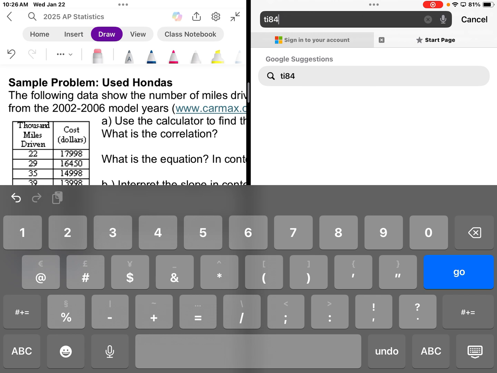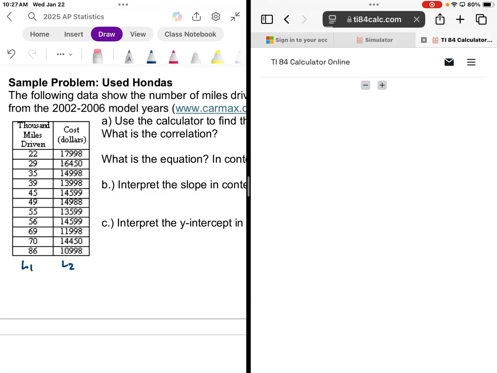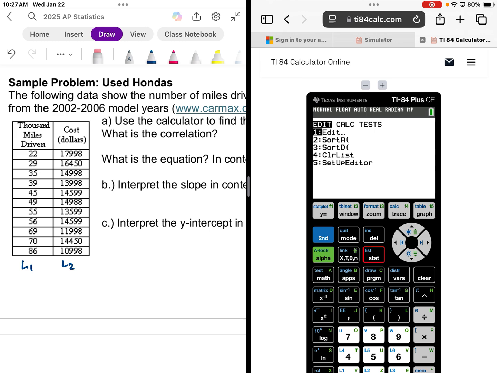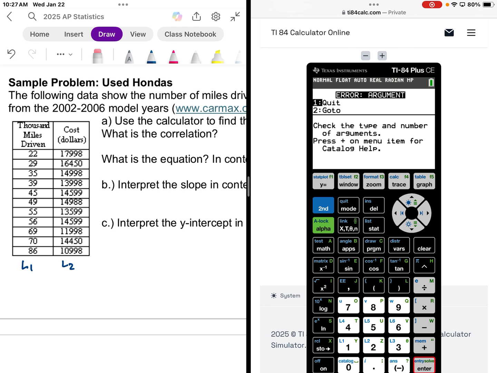TI-84, calc. Eventually, I'll catch up to you. Stat group. That. There we go.